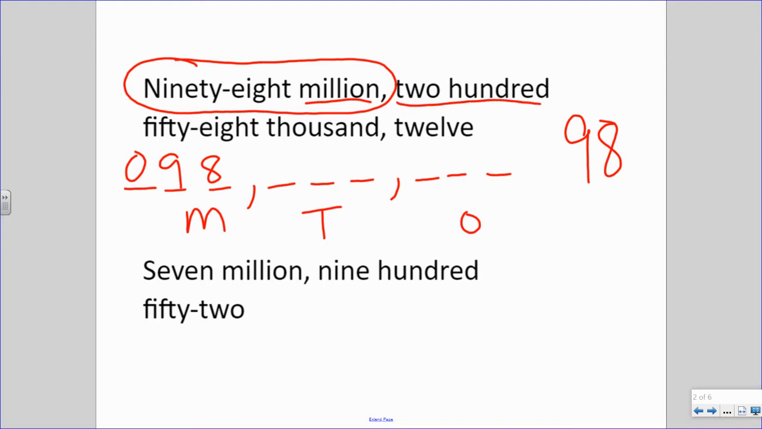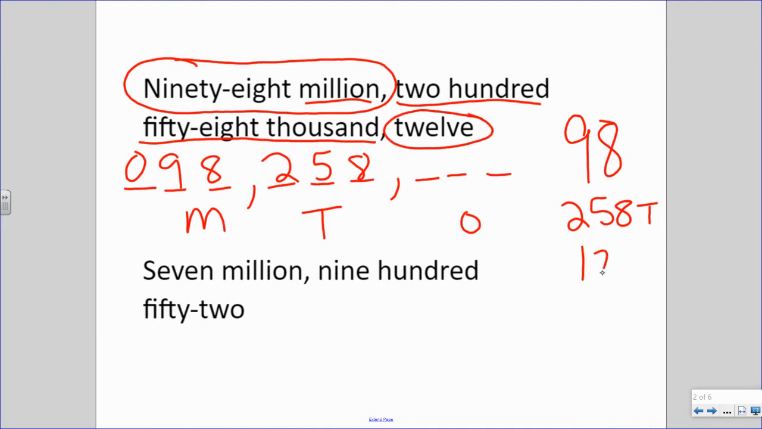The next thing that we have is 258,000. 258 needs to go into the thousands period. 3 digits, 3 spots, no big deal. All right, the last one says 12. If I look at the number 12, it's only 2 digits. I need to make sure I put it in the right spot here. So if I put the 12 here, when I fill in my 0, it still says 12. If I show you here, had I put the 12 like this, if I put a 0 in the empty spot, it doesn't say 12 anymore. It says 120.